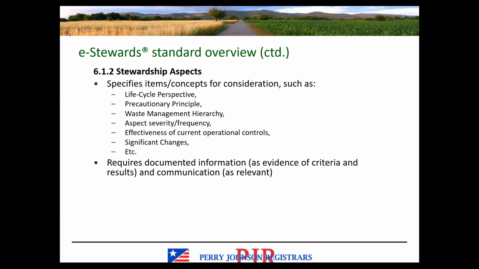(6.1.2) Stewardship aspects specifies items or concepts to be considered. I have a couple examples here, not an all-inclusive list. Life cycle perspective, precautionary principle, waste management hierarchy, significant changes, things like that. The standard requires documented information as evidence of both the criteria and the results, as well as communication of the aspects as relevant.